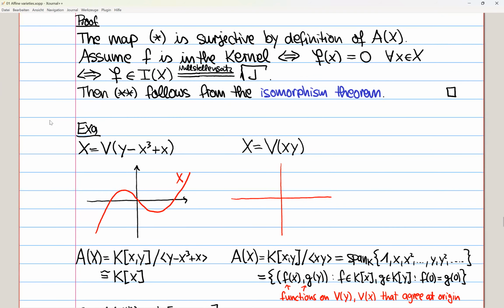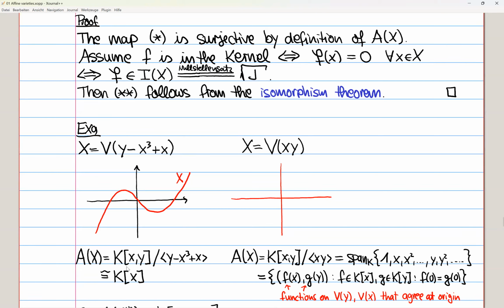Both are in A^2, and both are described by a single polynomial. So if X is the vanishing locus of this polynomial, y minus x to the 3 plus x, then this is a nice kind of cubic, the graph of a cubic function here. And then the proposition tells us that A(X) is the polynomial ring modulo the radical of this ideal, but in fact, you can easily check that this is a prime ideal, so the radical is itself.